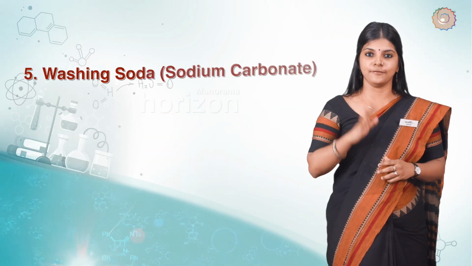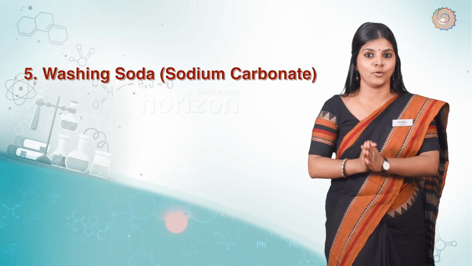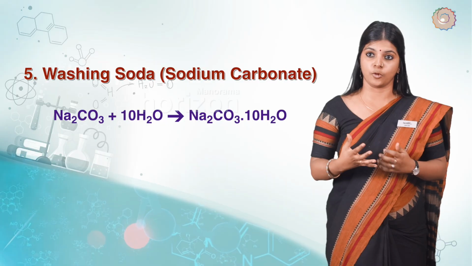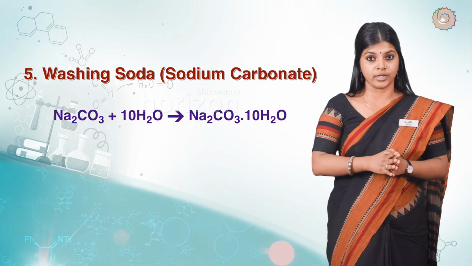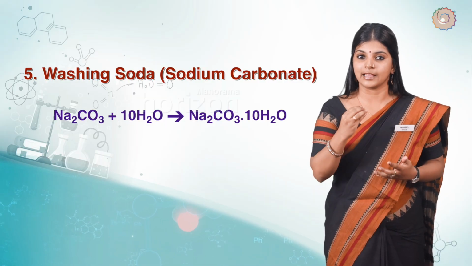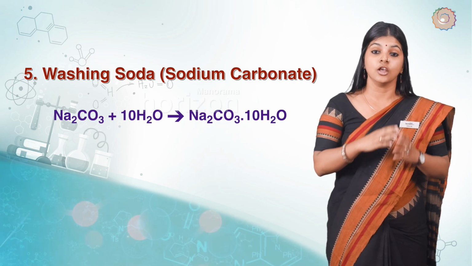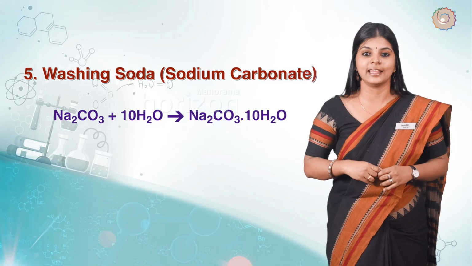Now coming to the fifth important compound, which is washing soda, and chemically it is sodium carbonate. You have seen that sodium carbonate can be obtained by heating baking soda. So by recrystallization of sodium carbonate, you can get washing soda. What is recrystallization? That is, you're going to add 10 moles of water molecules to sodium carbonate so as to get washing soda, which is Na₂CO₃.10H2O. Washing soda, from the name it's clear that it is used for cleaning purposes.